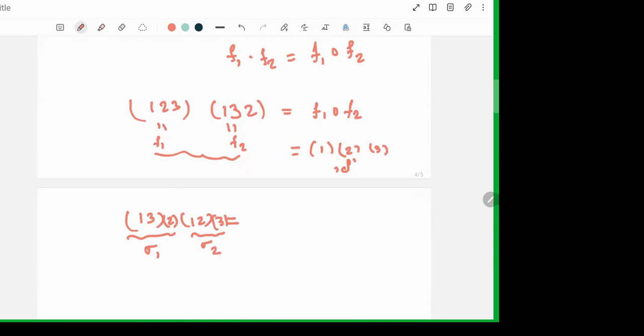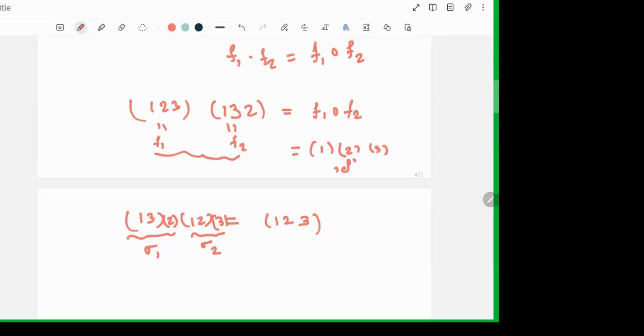Can you compose? One goes to two, and then two goes to itself. No, you are not composing correctly. 1 goes to 2, then 2 goes to itself, so the image of 1 is 2. Now 2 goes to 1 and 1 goes to 3, so 2 goes to 3. Now 3 goes to itself and 3 goes to 1, so the bracket is closed, right?